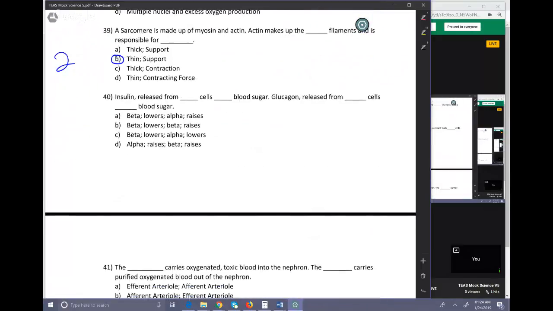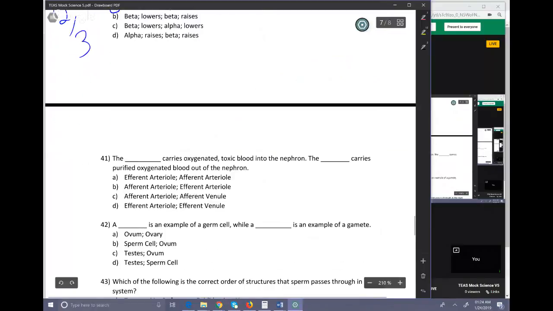40, also an area we tend to see multiple blanks, and this is from Anatomy 2 and 3, discussed with endocrine as well as digestive. So insulin is released from beta and it lowers blood sugar, and then glucagon is released from alpha and it raises blood sugar. So that is A.